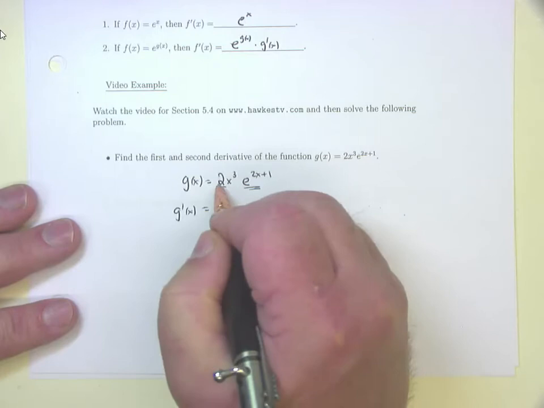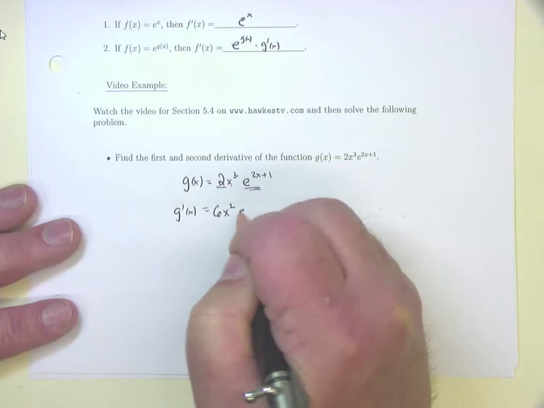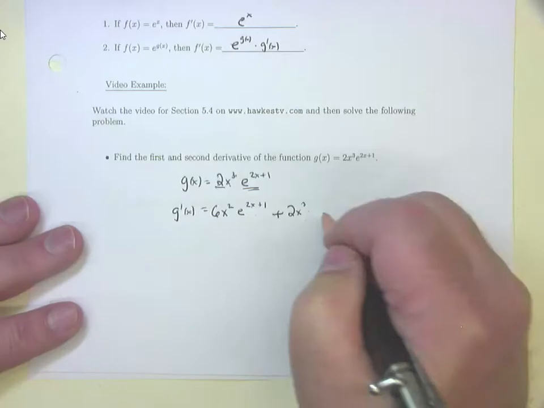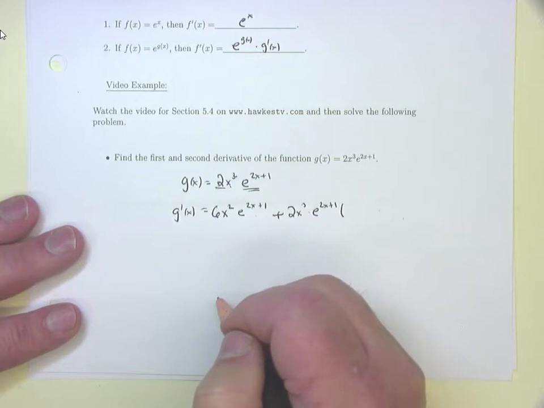3 times 2 is 6x squared. Derivative of the first times the second, e to the 2x plus 1, plus the first, 2x cubed, times the derivative of the second. Now, this is the derivative of e to a function. The derivative of e to the function is e to the function, e to the 2x plus 1, times the derivative of the exponent, which is, derivative of 2x plus 1, 2.